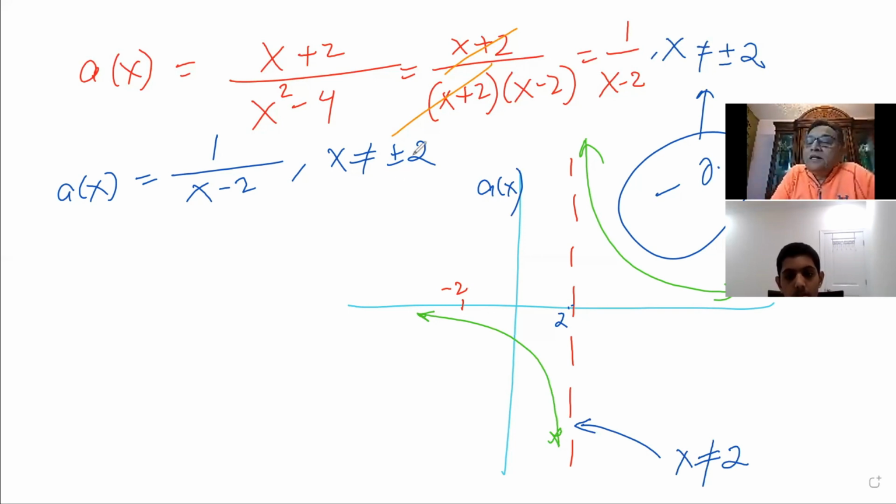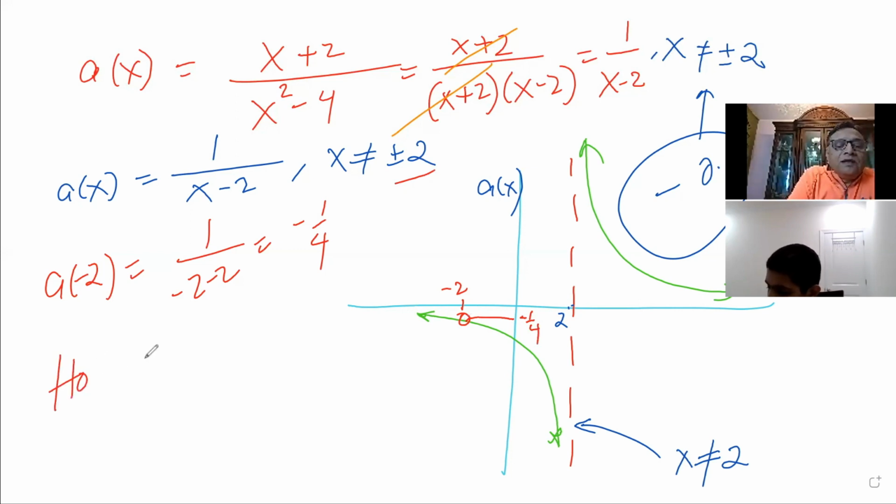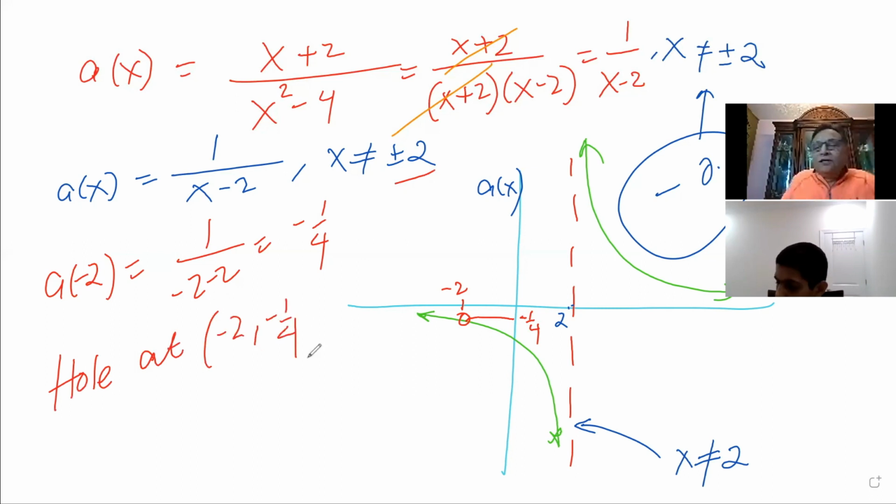x is also not equal to minus 2. If I put minus 2 here, what do I get? I get 1 over minus 4, which is minus 1 over 4, correct? But this value is not on the function, and therefore we will put a hole there, a discontinuity, and we'll label this as minus 1 over 4. Do you see that? So we actually have a hole at minus 2, minus 1 over 4.